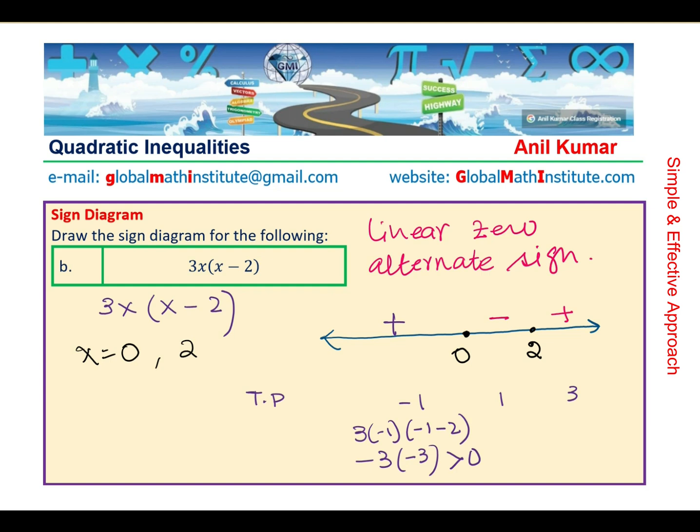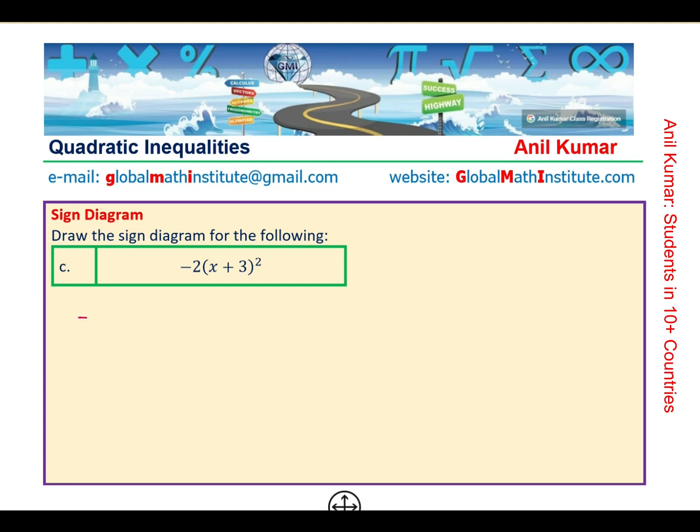So as we move along, we are also learning fast ways of doing it. Of course, you can plug in a value and check for yourself. You get the whole idea, right? So that is how you could actually quickly sketch the sign graph. Let's take the next example, which is minus 2 times x plus 3 whole square.